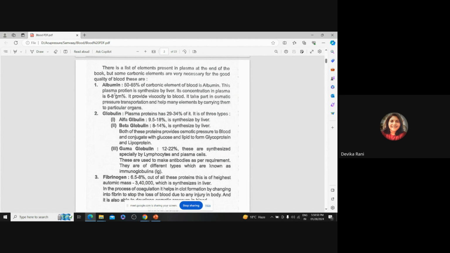Now these proteins again provide osmotic pressure to blood, and they conjugate or join with glucose and lipid to form glycoprotein and lipoprotein, which is required for proper functioning.